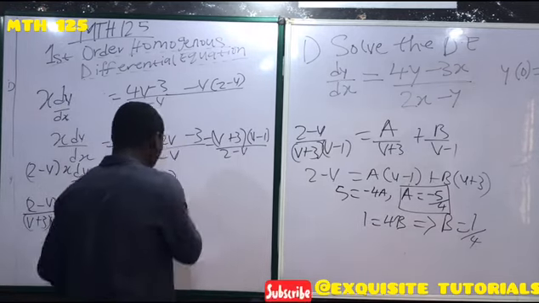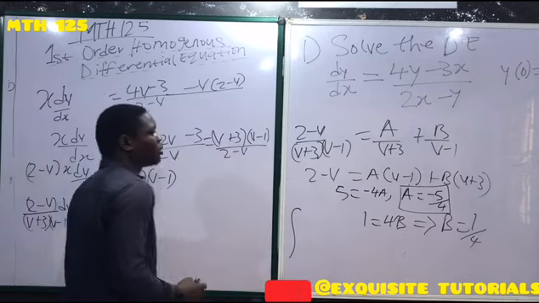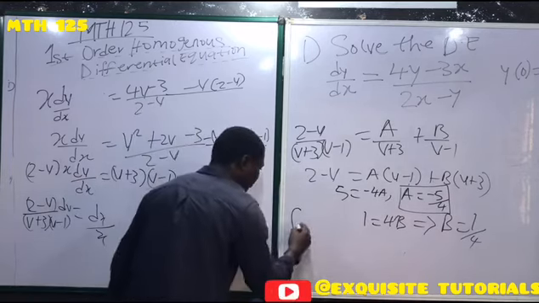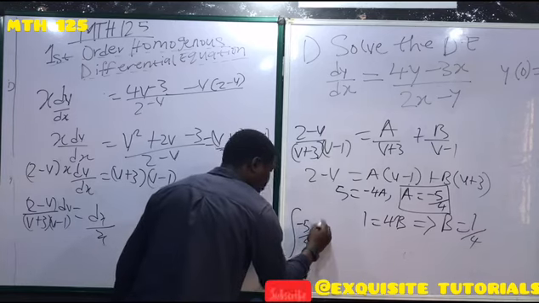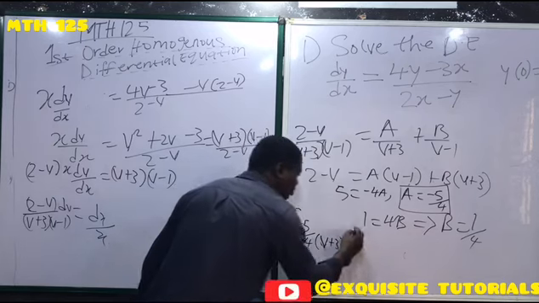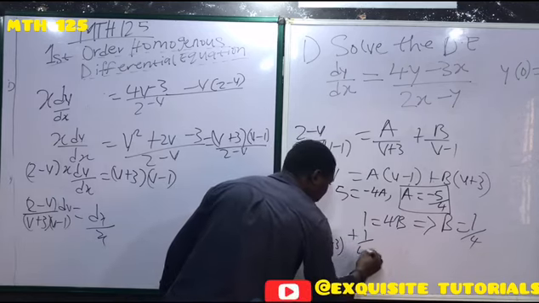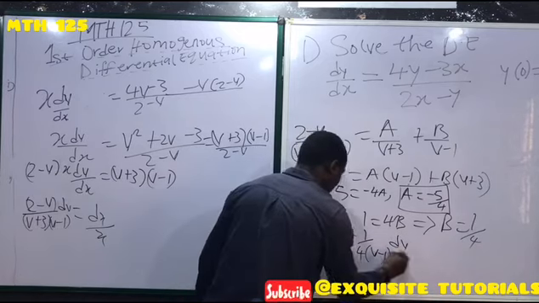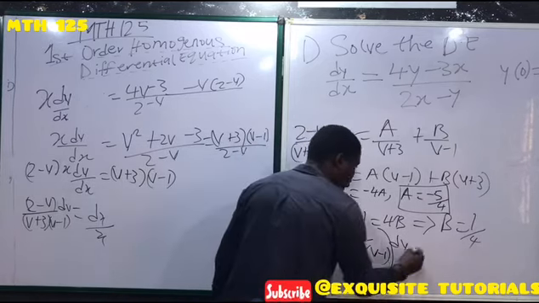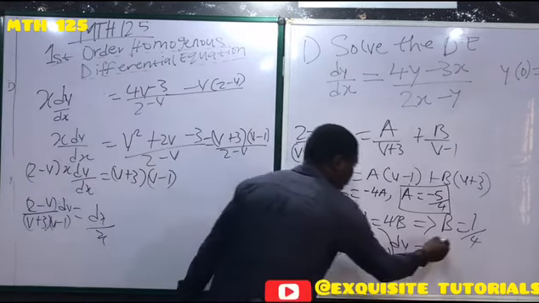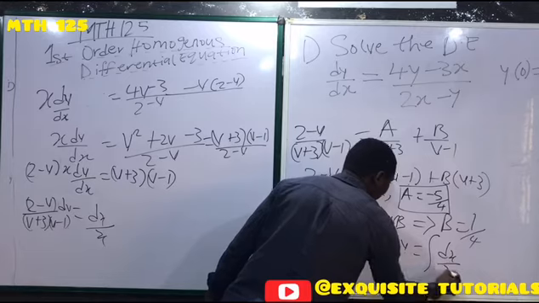So if I integrate both sides, I will have the integral of a over v plus 3, where a is minus 5 over 4, bracket v plus 3, then plus our b, which is 1 over 4, bracket v minus 1, dv, everything dv, equals the integral of dx all over x.